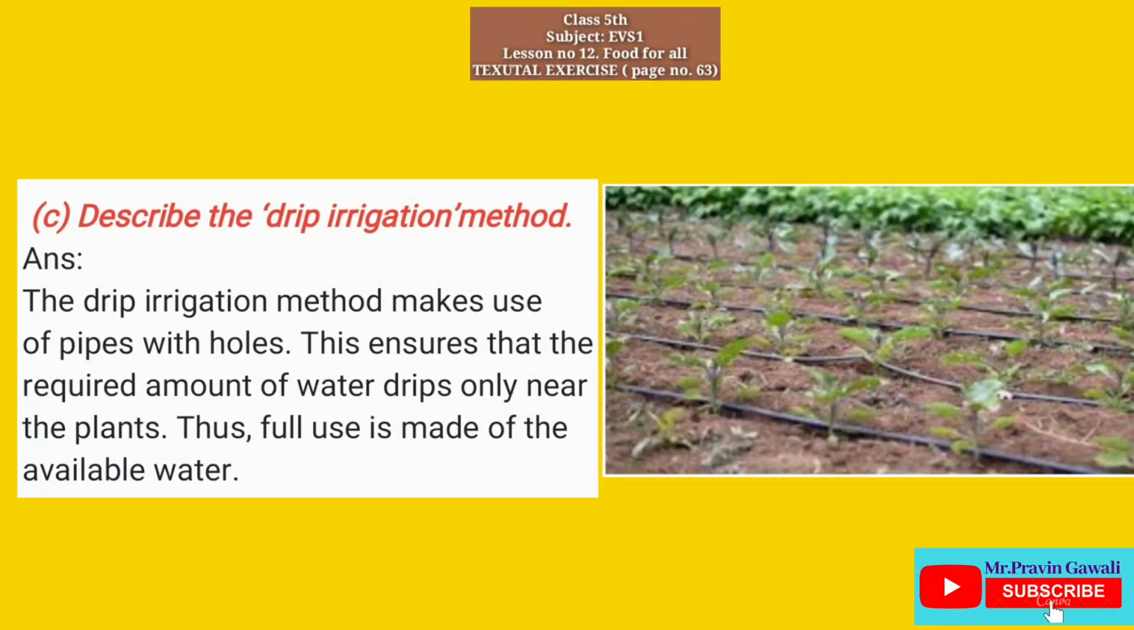Next question. C. Describe the drip irrigation method. The answer is the drip irrigation method makes use of pipes with holes. This ensures that the required amount of water drips only near the plants. Thus, full use is made of available water.